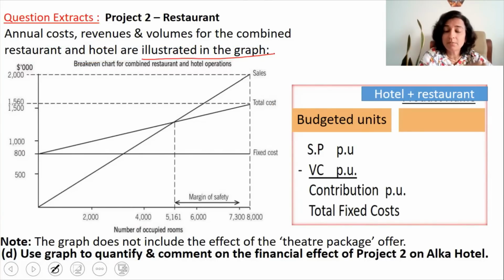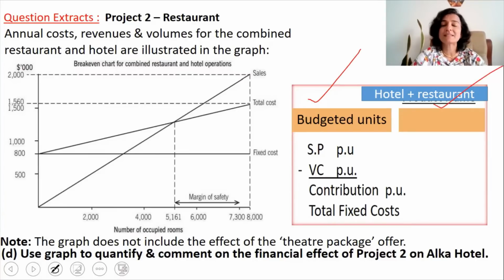This is nothing but a break-even chart. The graph does not include the effect of the theater package. So that is not included. It is only the existing hotel plus the restaurant which is portrayed in the graph. Now, use the graph to quantify and comment on the financial effect of project 2 on Alka Hotel. So we are supposed to comment on this graph, whether opening a restaurant is good or bad. So what we will do is extract the details from the graph and key them in the format that we are familiar with. So the product is hotel plus restaurant.